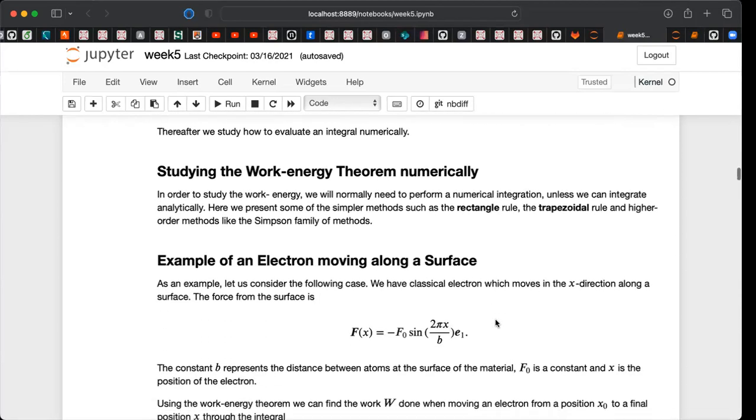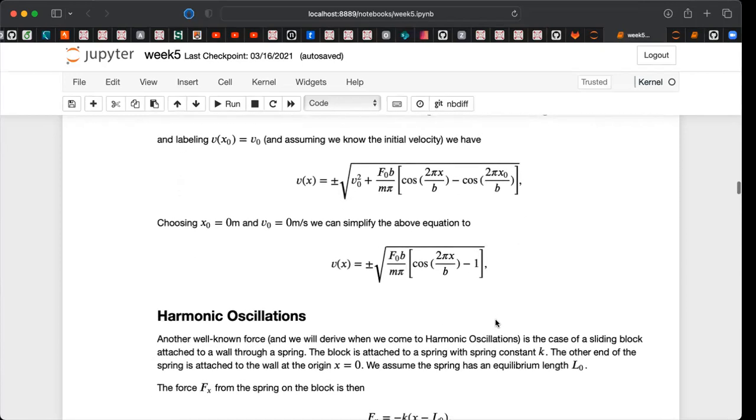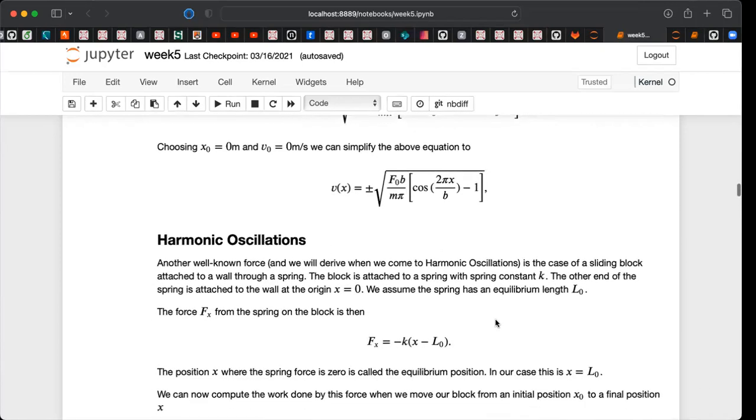Now, what we are going to do now, so this is one of the examples which we looked at, and we could find the velocity in that specific case, and this is roughly where we ended. There was another example which we looked at on Monday, which dealt with harmonic oscillations.